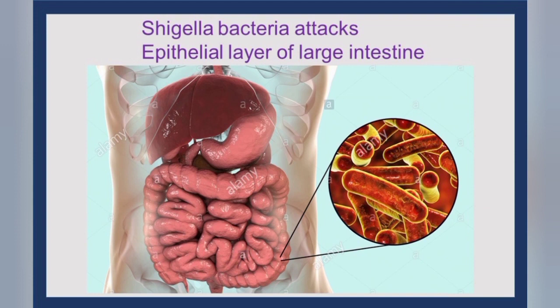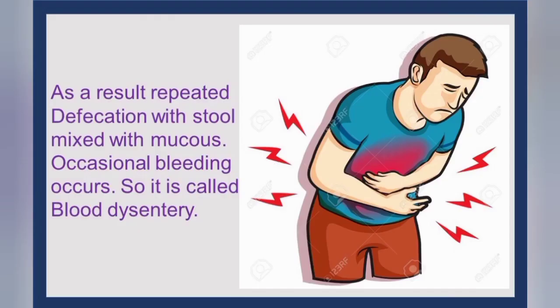Now we will know what the symptoms or after effects of this disease are. Here, as a result, repeated defecation with stool mixed with mucus will happen. Occasional bleeding occurs, so it is called blood dysentery. Now it needs to be noted that this is blood dysentery. In Bangla we say rokto amashoy.